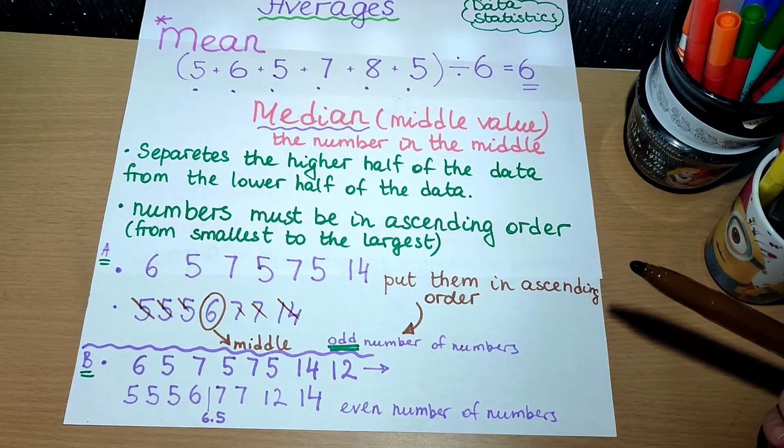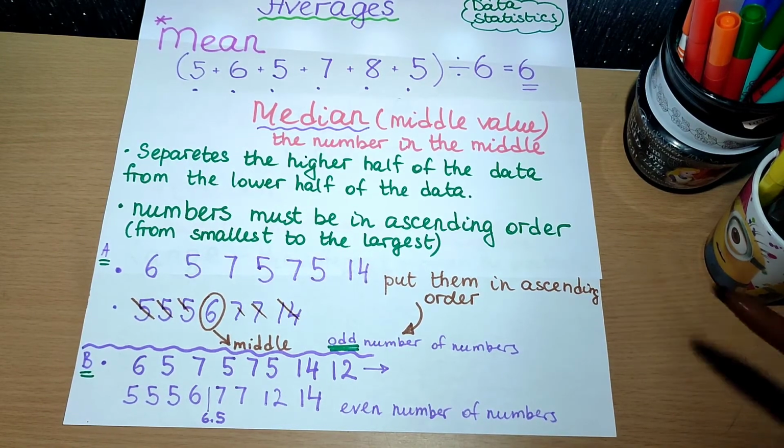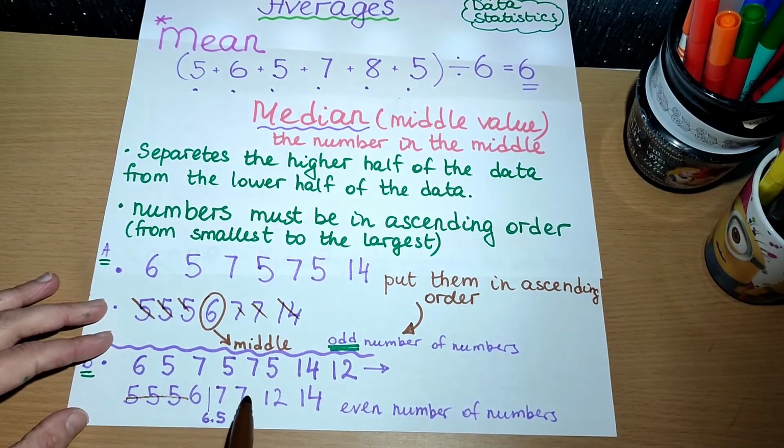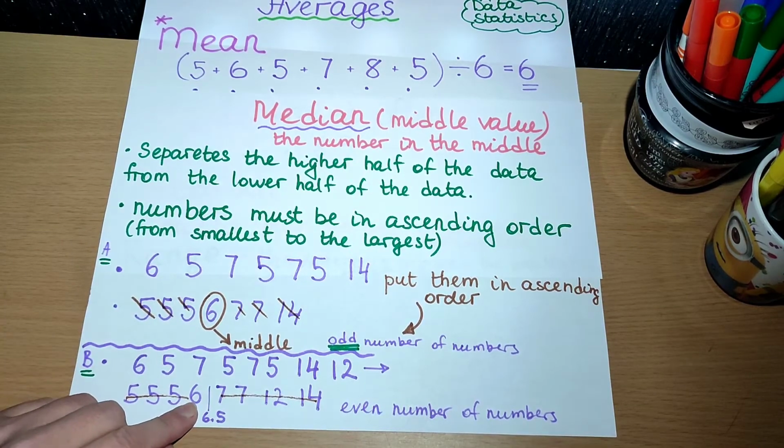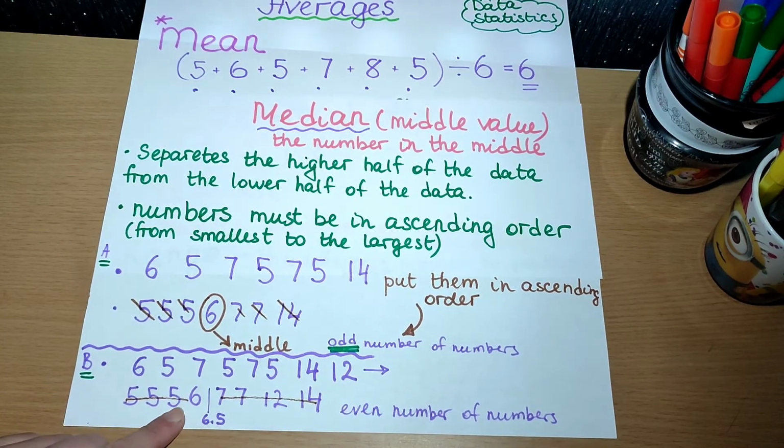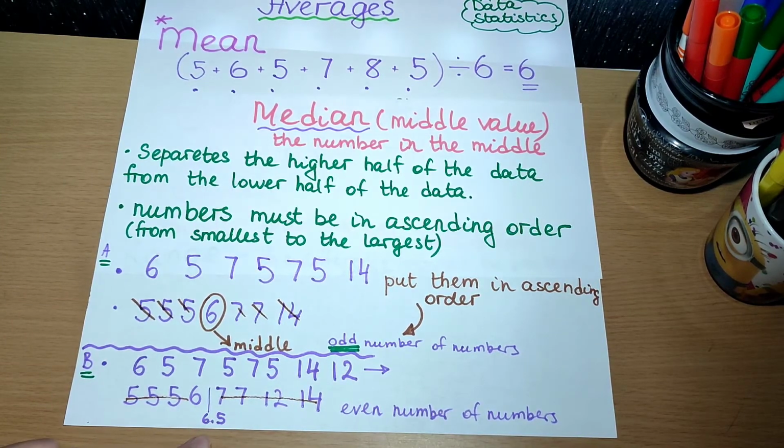But what's in the middle? Is there a number in the middle? We have 4 numbers on this side and 4 numbers on this side. No, there's no number in the middle. So the middle is between the numbers, between 6 and 7. And what's between 6 and 7? What's half? What's in between 6 and 7? It's 6.5. Can you see?